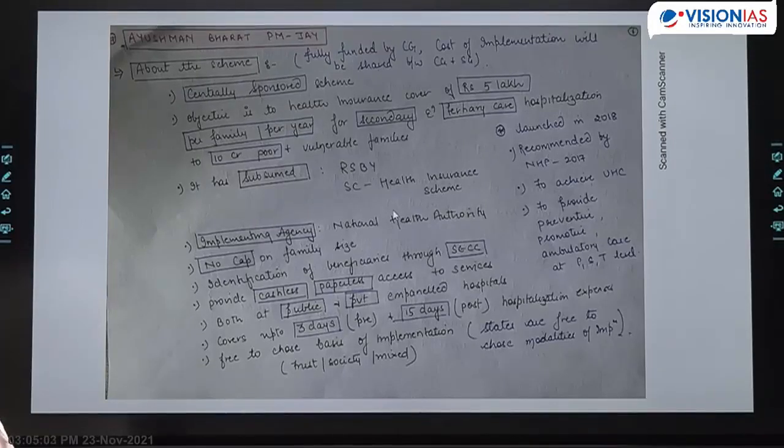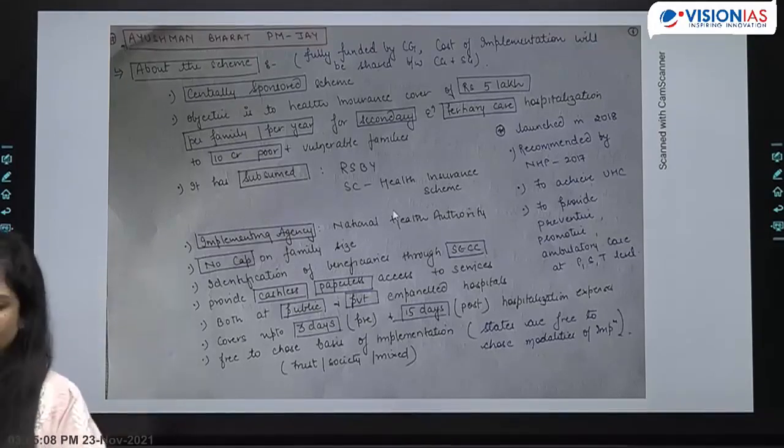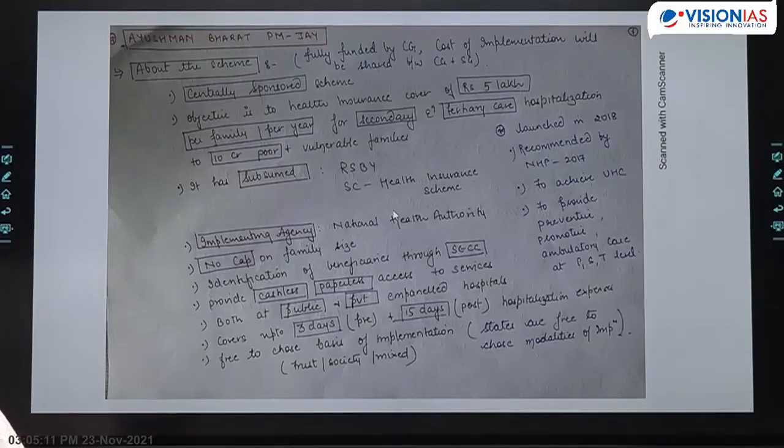So Ayushman Bharat Pradhan Mantri Jan Arogya Yojana, it's fully funded by the central government. The cost of implementation, however, would be shared by the central and the state government. It's a centrally sponsored scheme. The objective is to provide health insurance coverage of 5 lakh per family per year for overall care. Okay? And the idea why this was launched was based on the recommendation of the National Health Policy. यही मैं आपसे कह रही थी, वो health and wellness center and everything. ठीक है ना? So to achieve universal health coverage, to provide promotive, preventive and ambulatory care at all levels. So with this objective, Pradhan Mantri Jan Arogya Yojana was launched.